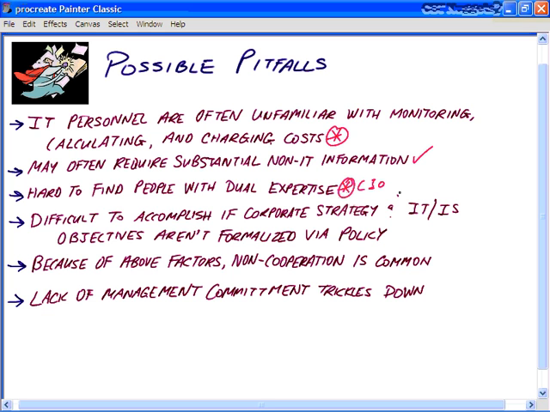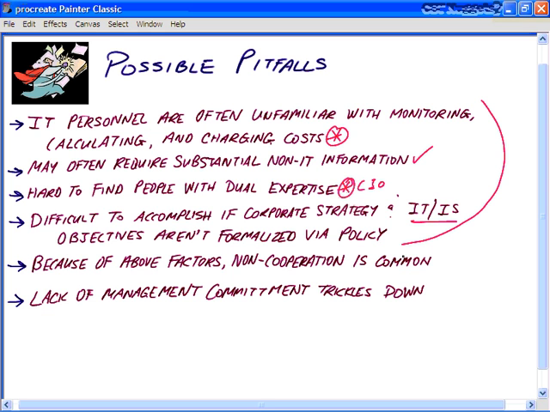Also, this IT service financial management process is very difficult to accomplish if the corporate strategy of your organization and the objectives of information technology and information systems aren't formalized via a definitive written policy, and if the goals aren't in line and don't have a fundamental synergy. And because of all these factors, it's very common to find a lot of non-cooperation between, let's say, the IT department, research and development, the back-end developers and programmers, and the financial side of the organization, the finance department and the accounting department.